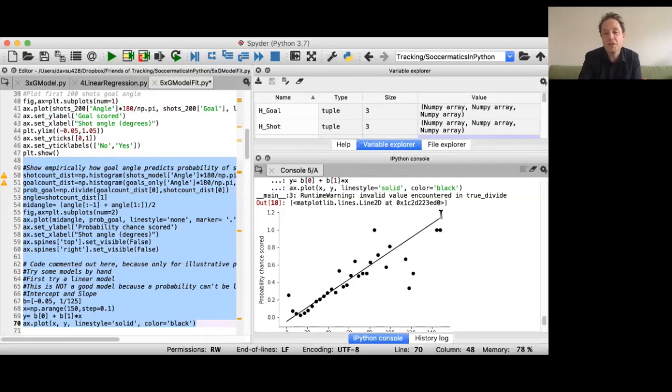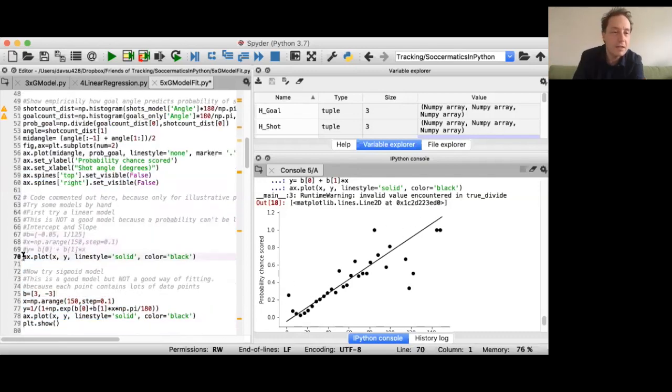Now, the problem, of course, is that it predicts that for a shot angle of 140 degrees, there's a 120% chance of scoring a goal. This might be okay for a commentator to say, well, he had a 200% chance of scoring that. Or when it was a long shot, he had a minus 10% chance of scoring that. But realistically, we can't have a model that predicts more than 100% chance of scoring a goal. It's just not going to work. So we can't use this linear regression model.